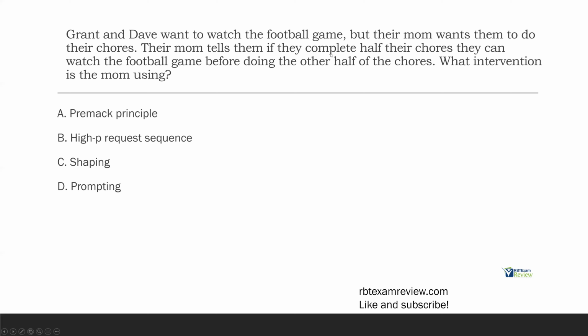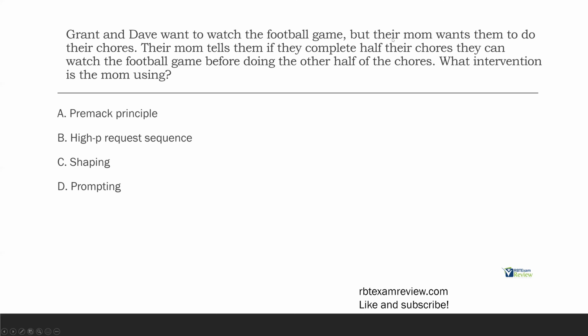Grant and Dave want to watch the football game, but their mom wants them to do their chores. Their mom tells them if they complete half their chores, they can watch the football game before doing the other half of the chores. What intervention is the mom using? Slow down. When you get a question that gets moderately long or has a lot going on, first thing you need to do is slow down, understand what the question is asking. So what intervention is the mom using? We're looking at the mom's behavior here. We know Grant and Dave want to watch the football game, but their mom wants them to do their chores. So the mom says what?